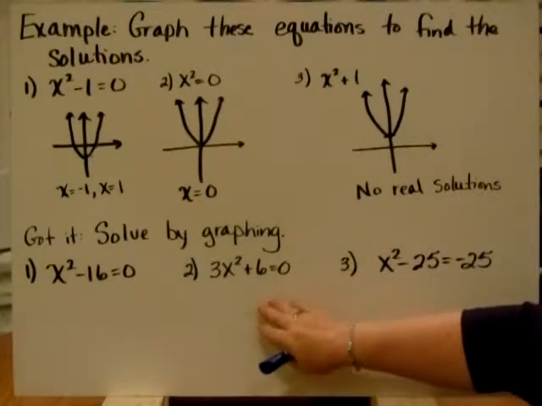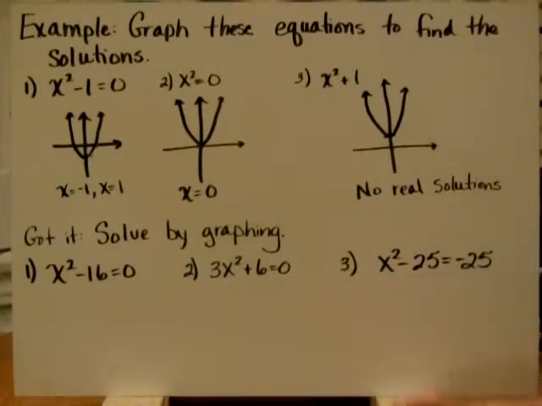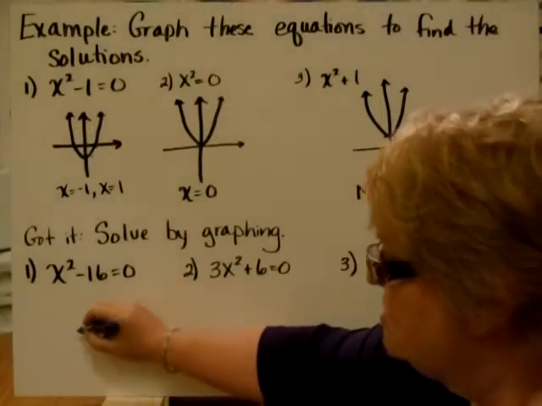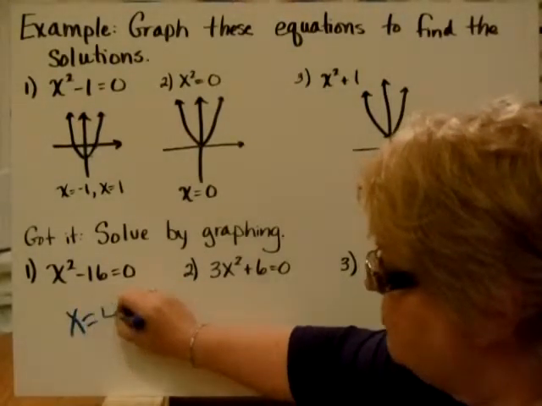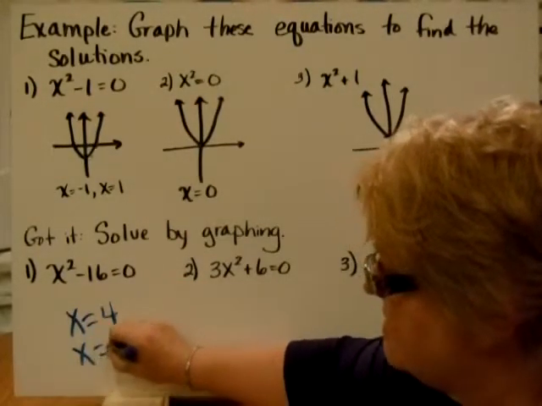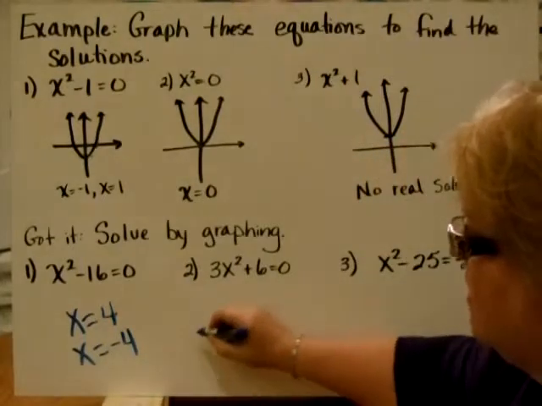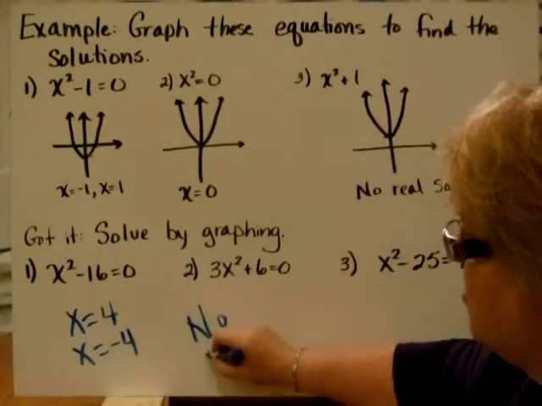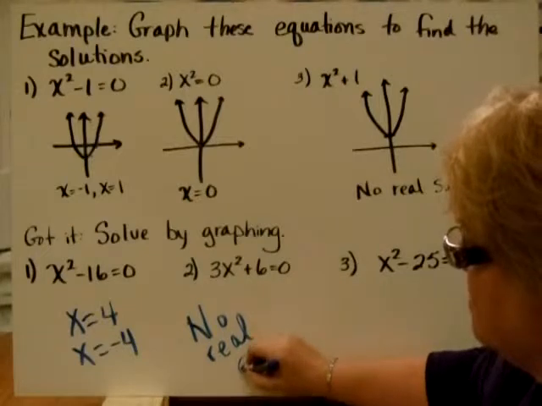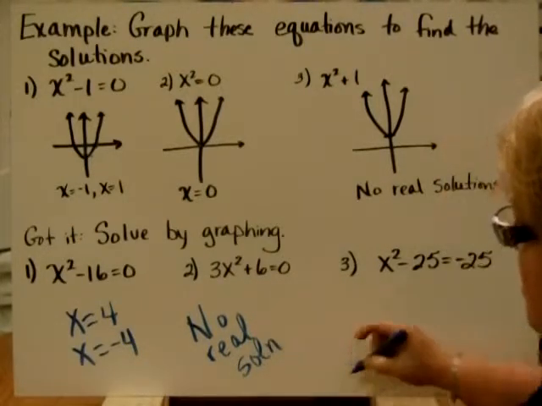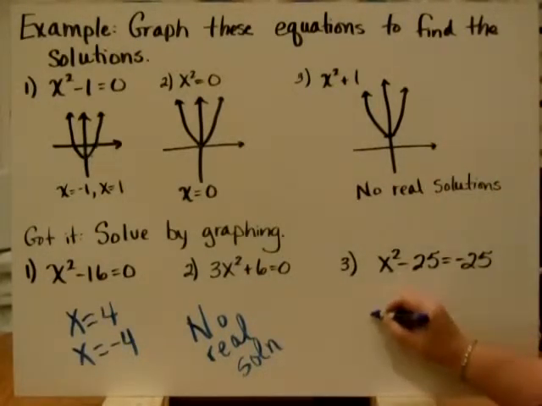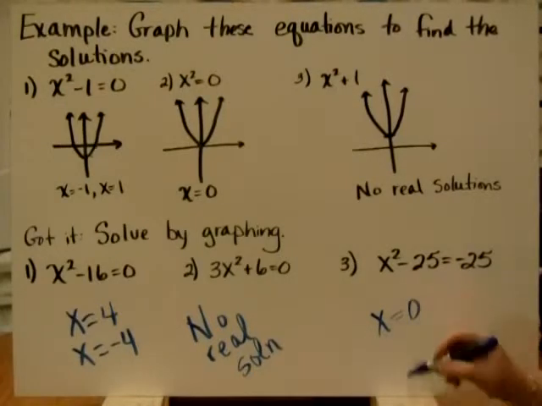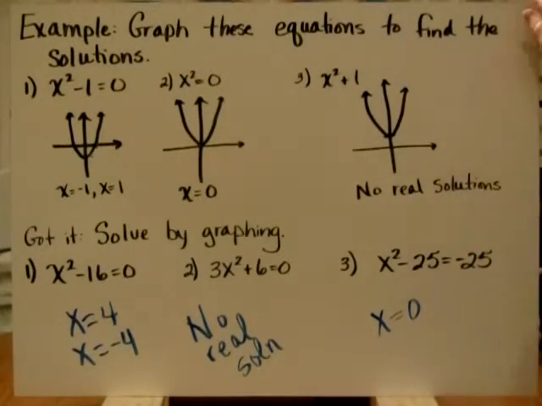So now you copy these down and graph these and work these out, and then pause the video and check to see if you got them correct. This first one would have two solutions, x equals 4 and x equals -4. The second one is no real solutions. And the third one is this one solution of x equals 0.